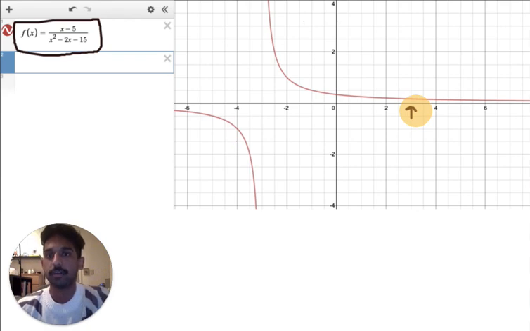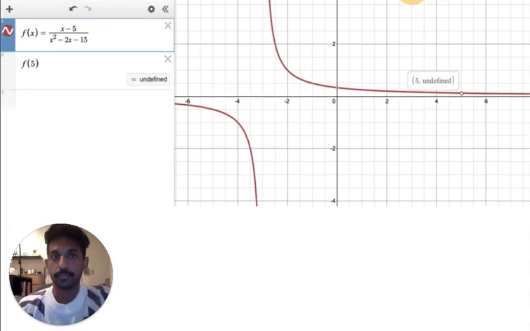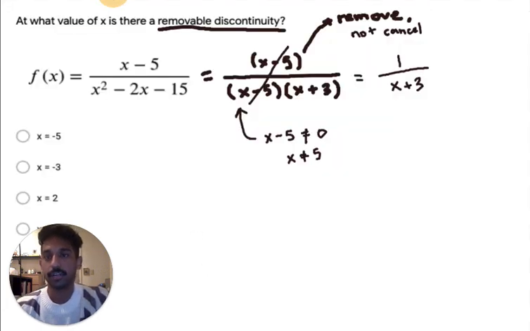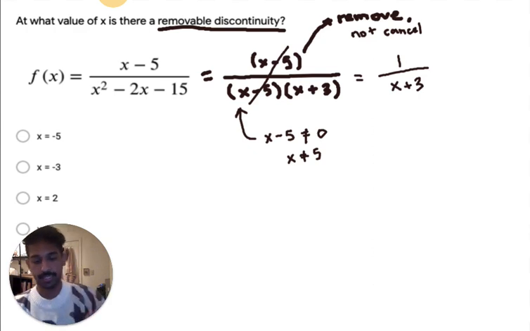Let's test it out. When we try to find the value of 5, we see that it's undefined. Right here, when we try to plug in f of 5, if we put that in for x, we get undefined. There is no value there, even though it looks like there could be. And so, for our question, our correct answer is x equals 5 is the discontinuity. You can't see it. It's under my head. It's option 4. Option 4.